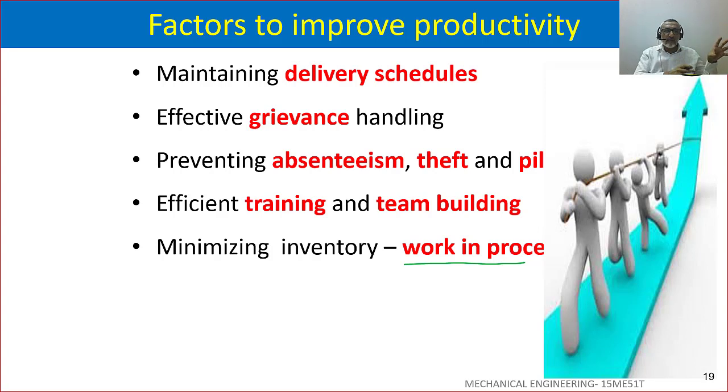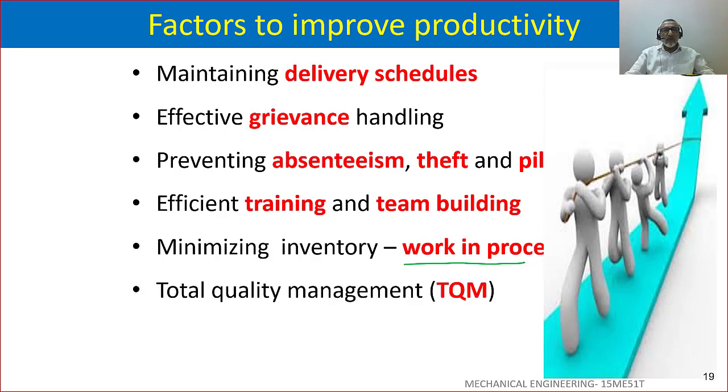That means whatever raw materials we are investing, in minimum amount of time that has to come out as the finished product. And total quality management, which we'll be discussing in our next unit, that's also one way to increase the productivity. And automation usually increases the productivity.